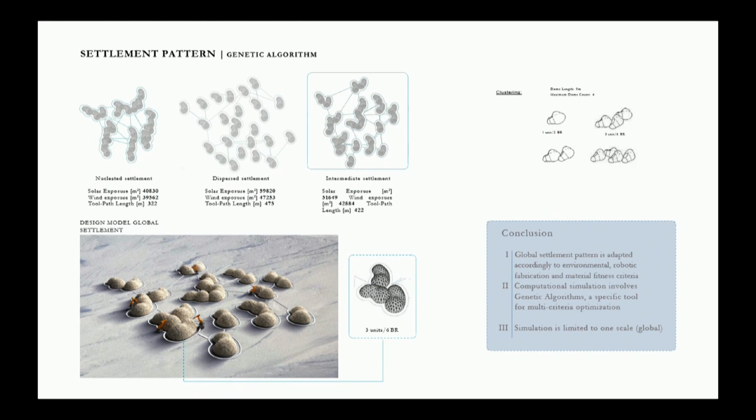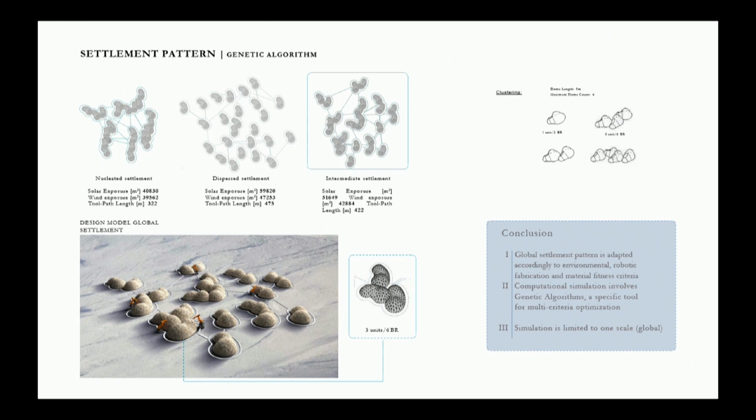Therefore, by implementing this simulation, we were able to see the impact of different clustering scenarios, such as a completely compound scenario in which houses are all interconnected between each other with a maximum amount of primitive units within one house. What we observed is that even this type of clustering is highly efficient for wind exposure and tool path length. It's completely inefficient for solar exposure due to a minimum of exposed area of the house.